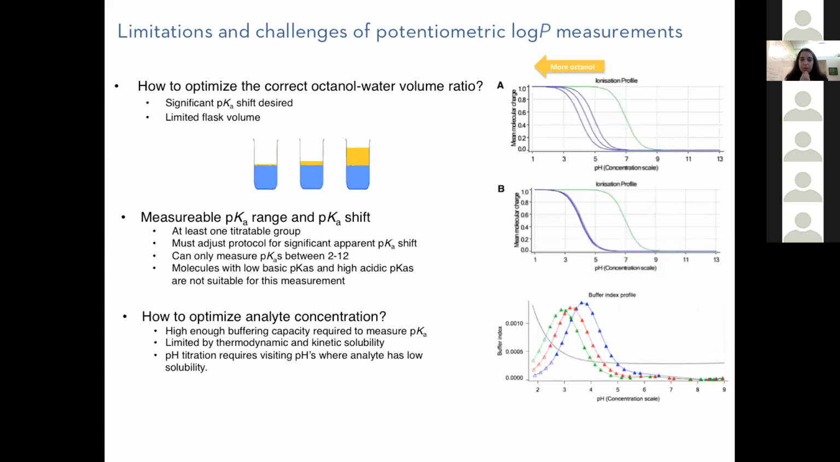Another problem is, since we are titrating from low to high pH, and neutral and charged states of the molecule are both visited, it is likely that you will observe a pH where the solubility of the compound is minimal. And this was one of the biggest limitations of this method. It eliminated many compounds from the SAMPL6 pKa list.